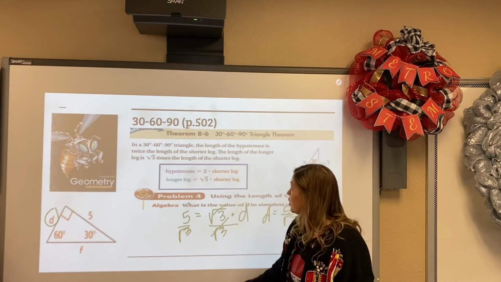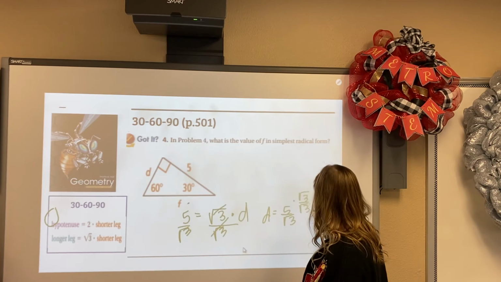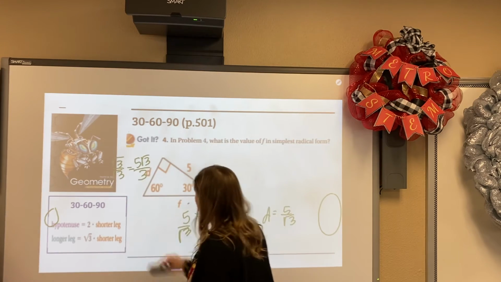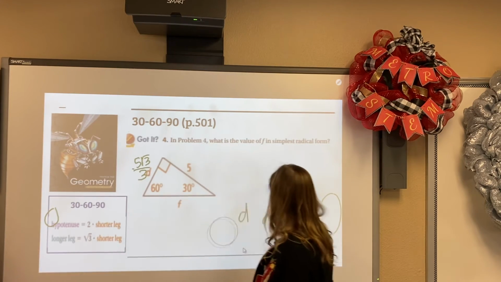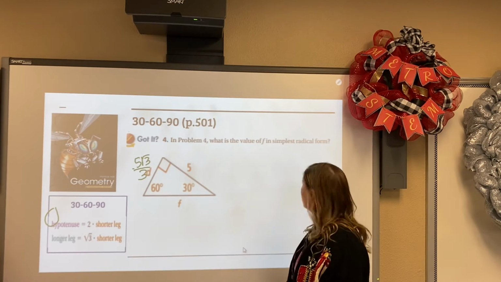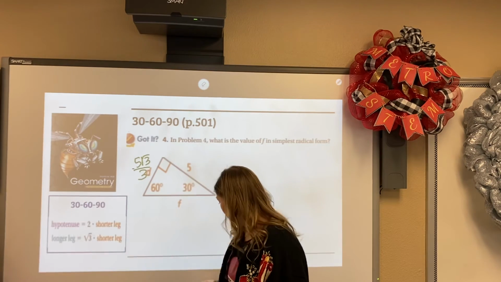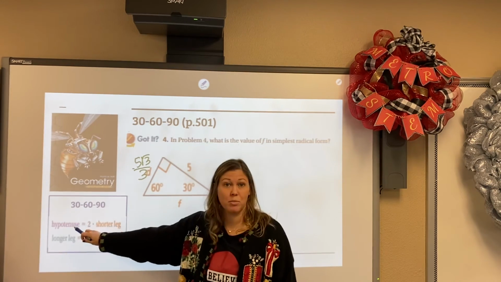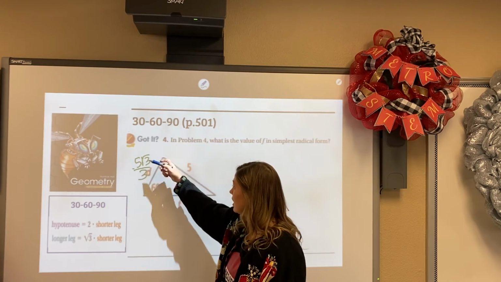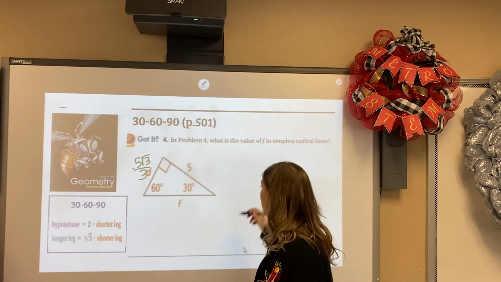So now let's talk about how to find F. We know that this D is 5 root 3 over 3. Just going to erase that. Now, same problem, it asks what is F in simplest radical form. So we know to find the hypotenuse, we multiply 2 times the shortest leg. Our shortest leg is across from 30 degrees, so all we need to do is multiply 5 root 3 over 3 times 2 to find F.